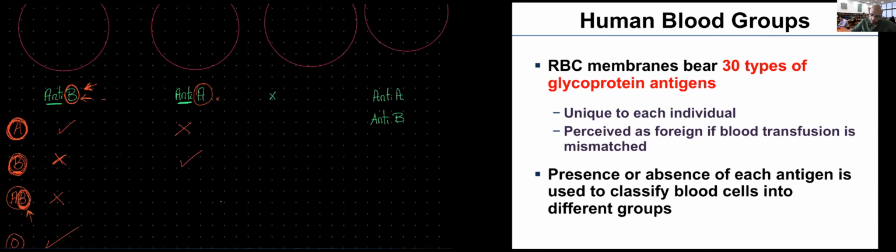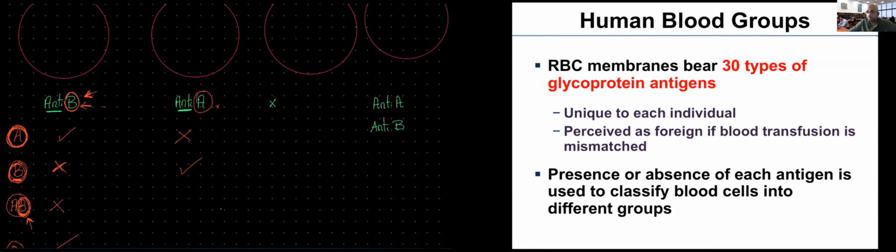Can I receive blood from a blood group type AB if my blood type is B? What do you think? No, why? Because see on here, you've got antigen A on the surface of the cells, and your immune system can produce anti-A. So those cells, the transfused cells, are going to be attacked and destroyed. So you can't get blood from an AB blood type.